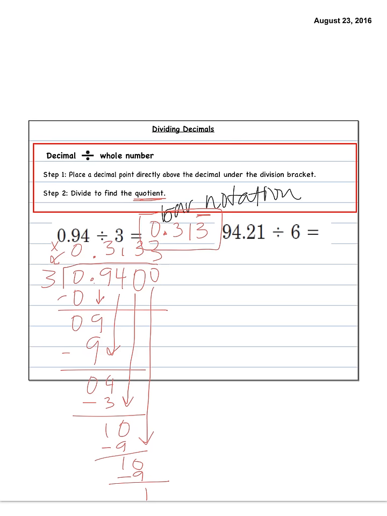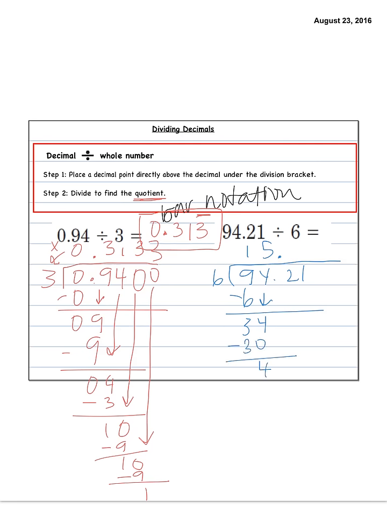Our next problem is 94 and 21 hundredths divided by 6. Again, our first number goes inside the bracket. We're seeing how many times does 6 fit in there. We bring our decimal point up above. 6 fits into 9 1 time. 1 times 6 is 6. Subtract, 9 minus 6 is 3. Drop down our 4. 6 fits into 34 5 times. 5 times 6 is 30.